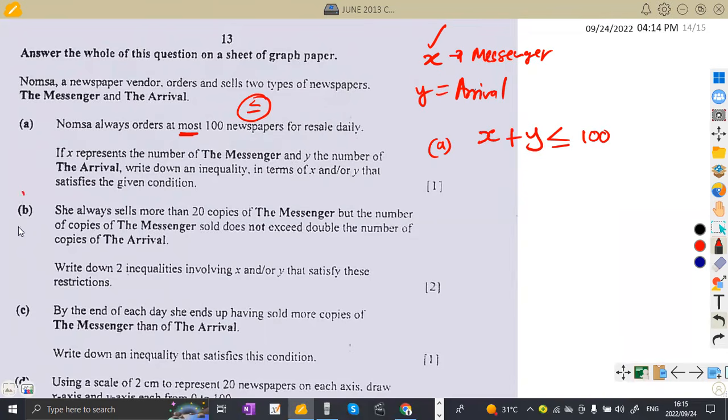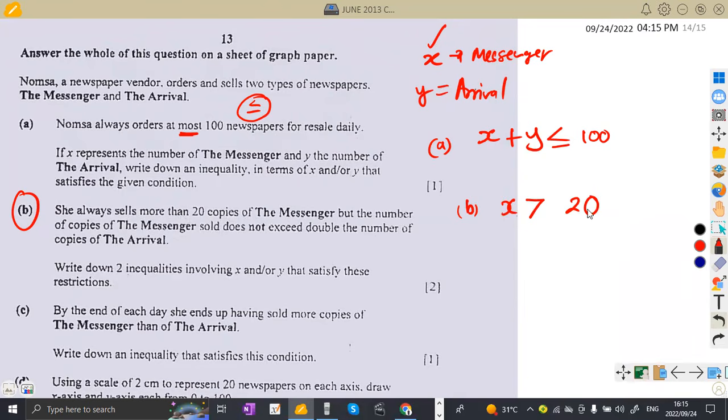We move on to B. She always sells more than 20 copies of the Messenger, okay? But the number of copies of the Messenger sold does not exceed double the number of the copies of the Arrival. Okay, let's start with 1.1. Write down the 2 inequalities. Let us do it one by one. She sells more than 20 copies of the Messenger. Messenger is x. So they are saying it's more. So x is greater than, that is more. So more than 20, not equal to, just more than. So x is greater than what?